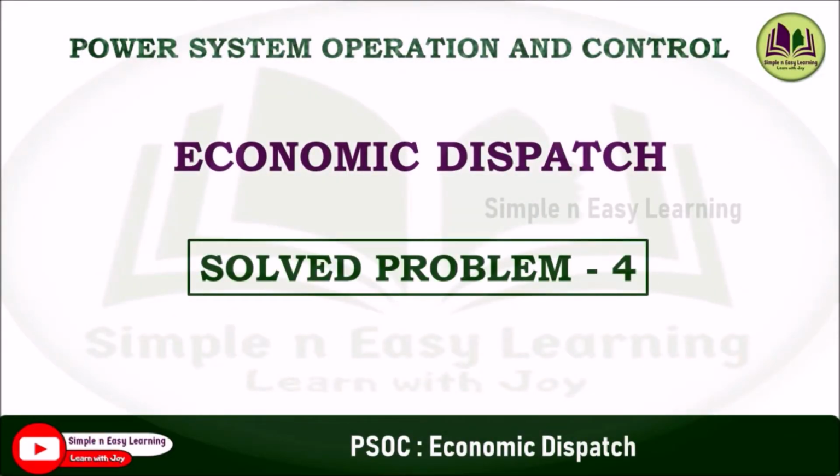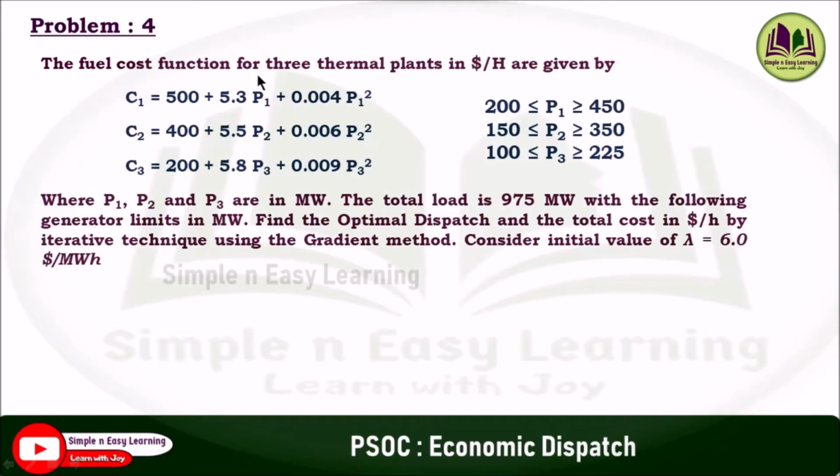Economic dispatch solved problem 4. The fuel cost function for 3 thermal plants in dollars per hour are given by C1 equal to 500 plus 5.3 P1 plus 0.004 P1 square, C2 equal to 400 plus 5.5 P2 plus 0.006 P2 square, C3 equal to 200 plus 5.8 P3 plus 0.009 P3 square.